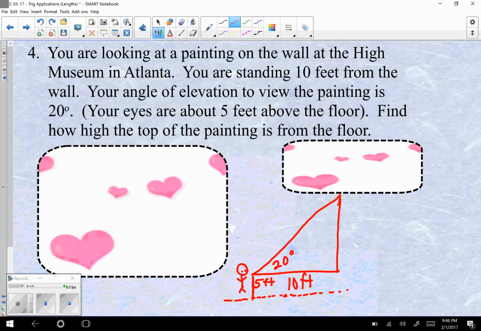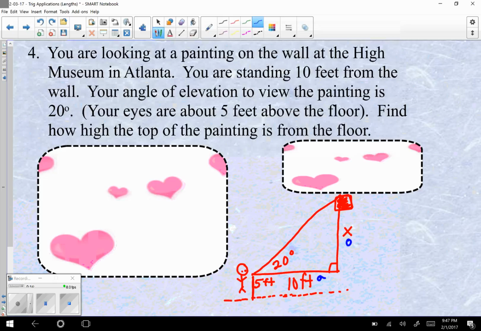So if this is my painting up here, I need to figure out how high this is first, right? So if this is a right angle, I know 10 feet, I know x, I know 20. This is the opposite leg. This is the adjacent leg. Do you guys see what I've done here in this picture? Because it can be a little bit confusing. Your eyes are creating the angle of elevation, so you've got this triangle that you've almost created that's parallel to the floor, that's like 5 feet above the floor.